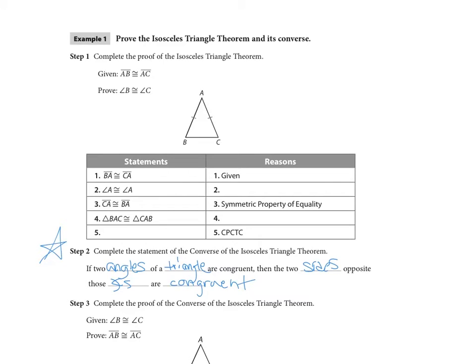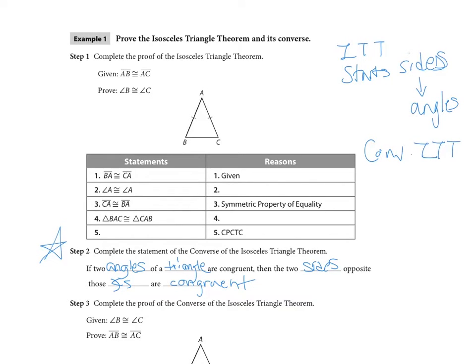Okay, so again, just a quick summary. The isosceles triangle theorem starts with sides and makes a conclusion about angles. The converse of your isosceles triangle theorem starts with information about the angles being congruent, and then the conclusion that you can make is about congruent sides. So just a quick little summary of those two. Now let's use them on page 330.